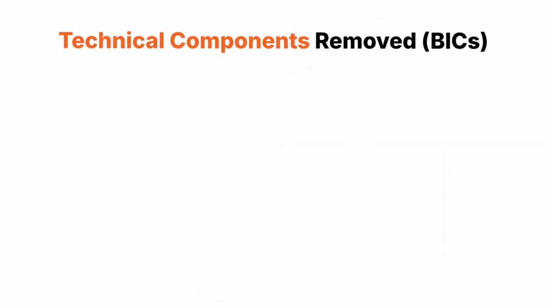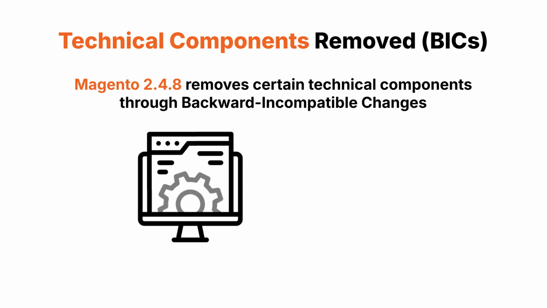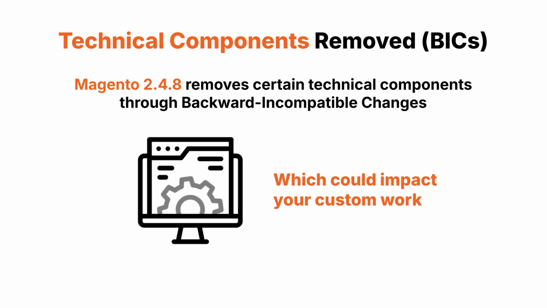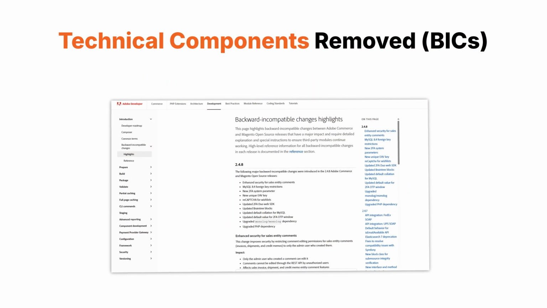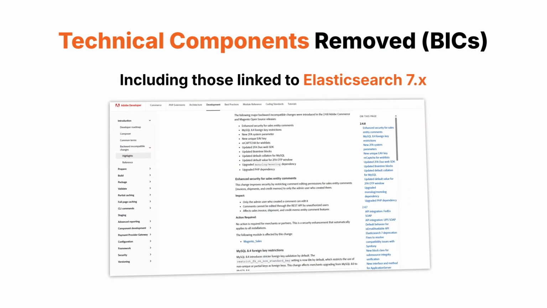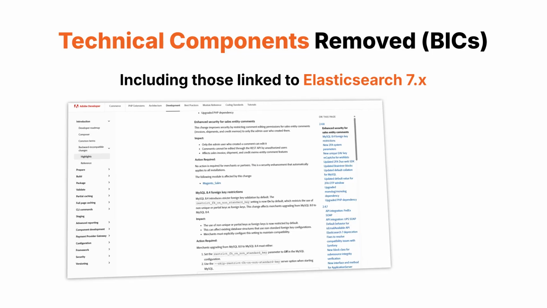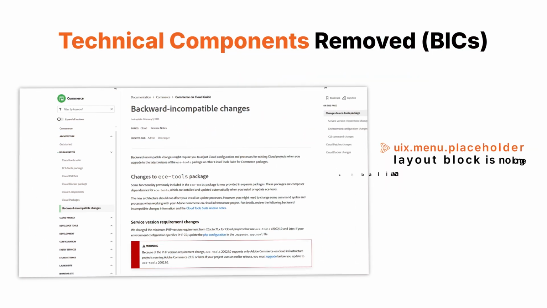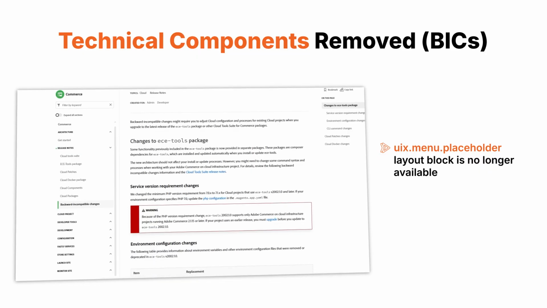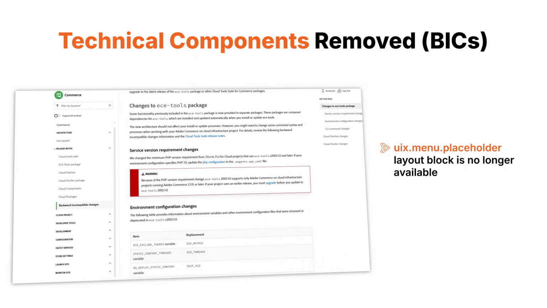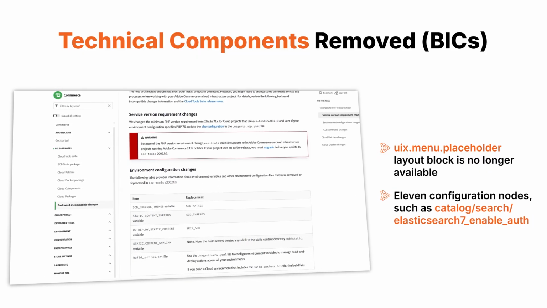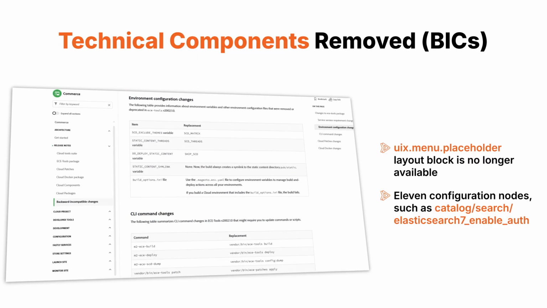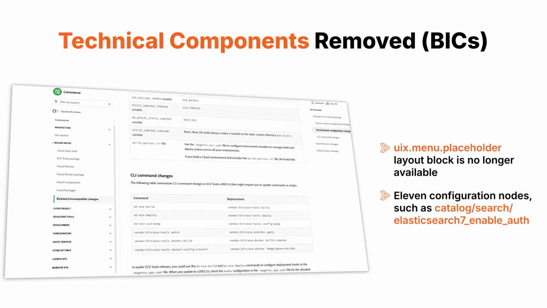Next, Magento 2.4.8 removes certain technical components through backward incompatible changes known as BIC, which could impact your custom work. 12 virtual types, including those linked to Elasticsearch 7.x, are eliminated, so you'll need to switch to OpenSearch versions if your code relies on them. The UIX.menu.placeholder layout block is no longer available, requiring adjustments to any themes that use it. 11 configuration nodes, such as catalog/search/Elasticsearch 7 and enable auth, are gone too, so you'll shift to OpenSearch settings.